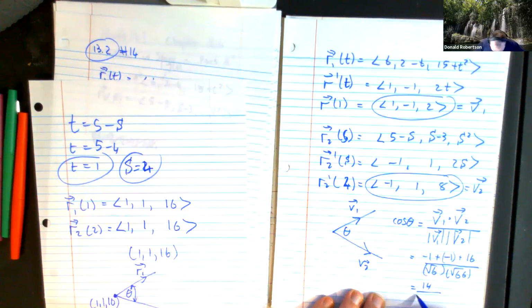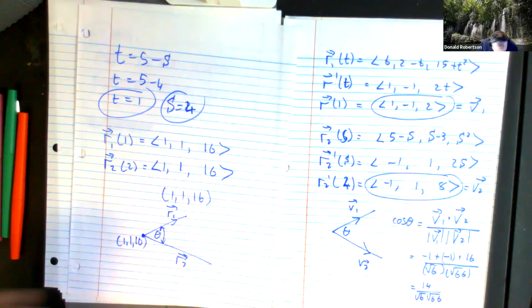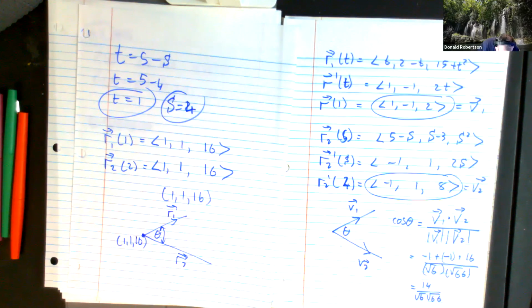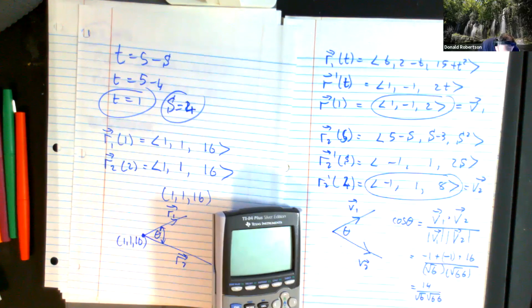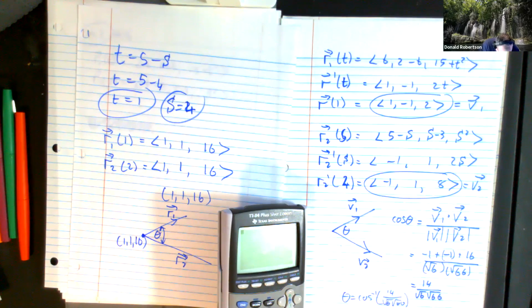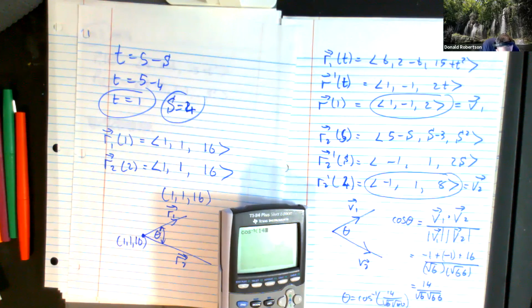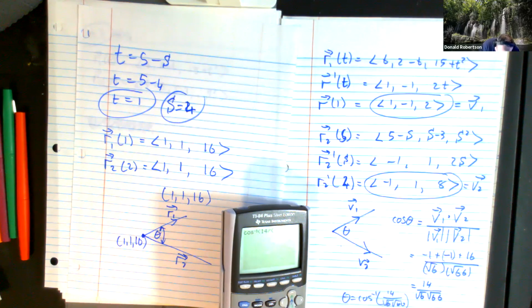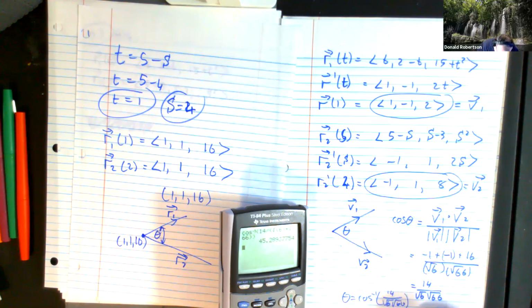And somewhere I've got a calculator. The inverse cosine of that guy is theta. Inverse cosine 14 divided by, put a bracket around it because there's two of them, a square root of 6 times a square root of 66. And I get the answer 45 degrees to the nearest whole number, because that's all they want. And that's actually the right answer, so I must have done it right.